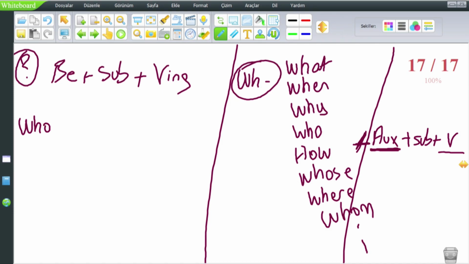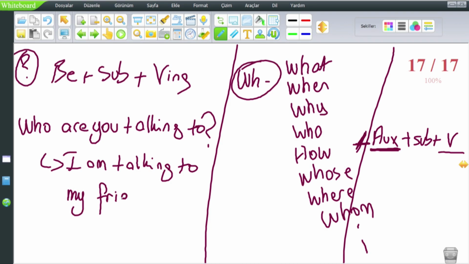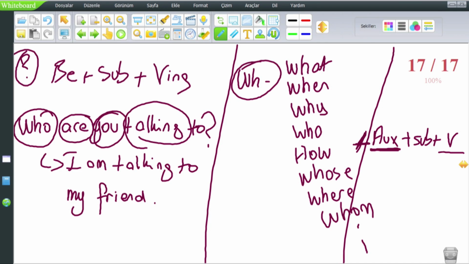For example, who are you talking to? I can answer, I am talking to my friend. I put the WH question in the beginning and then my auxiliary verb according to this tense, which is be, and then subject, correct verb form, and that's it.